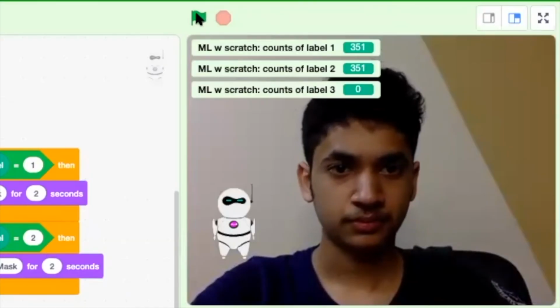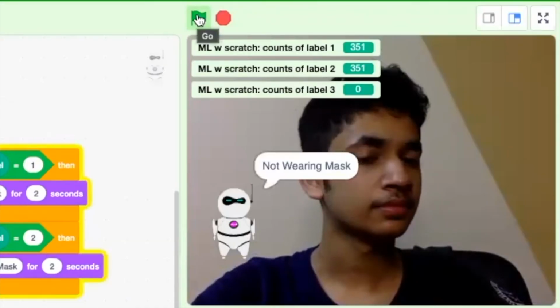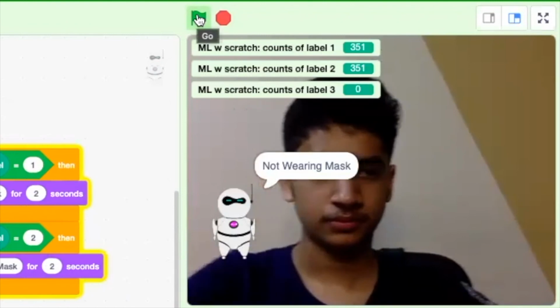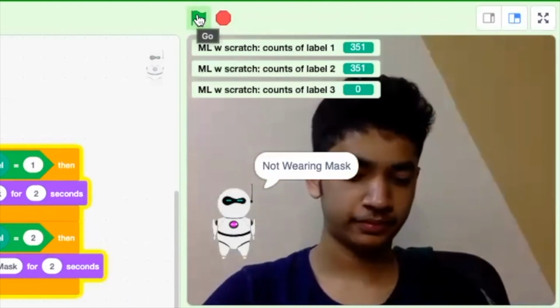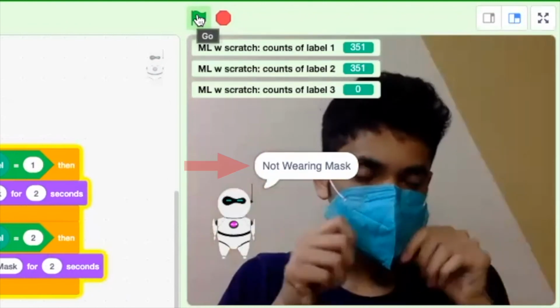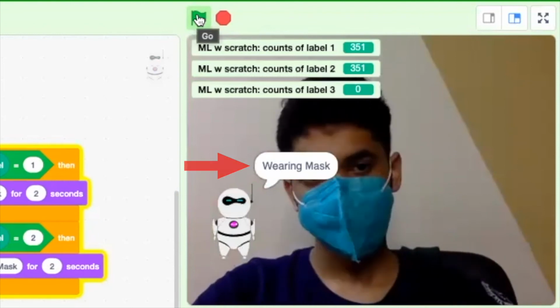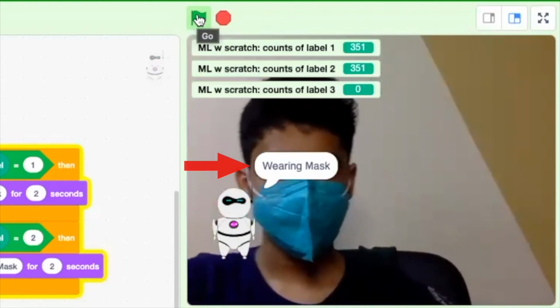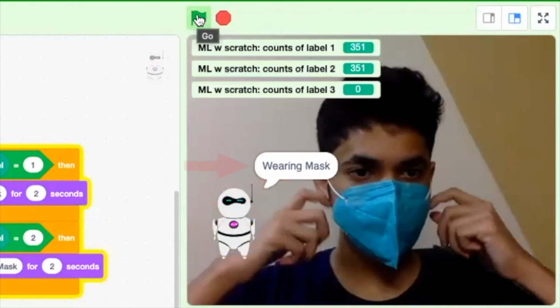So how do we solve this problem? By using AI vision, of course. We developed a program on Scratch that uses machine learning to check whether someone's wearing a mask or not. We use supervised learning to train this model with 350 plus pictures of people with and without masks. Here you can see me putting on and taking off a mask and the model detecting that.